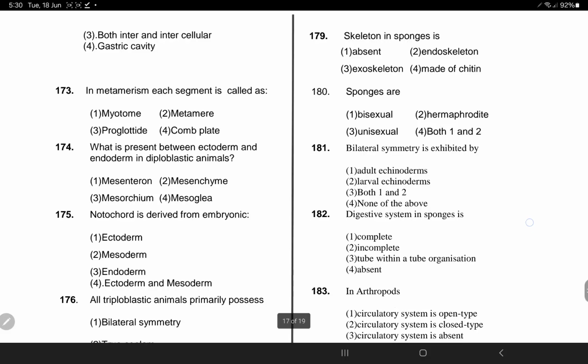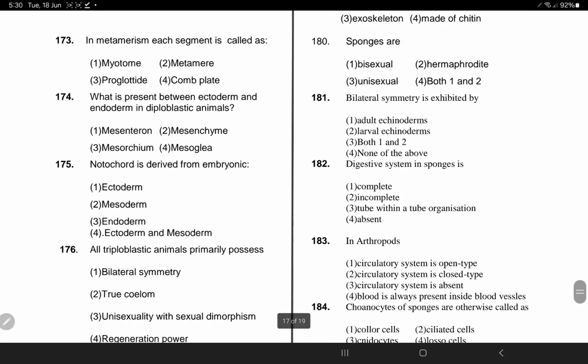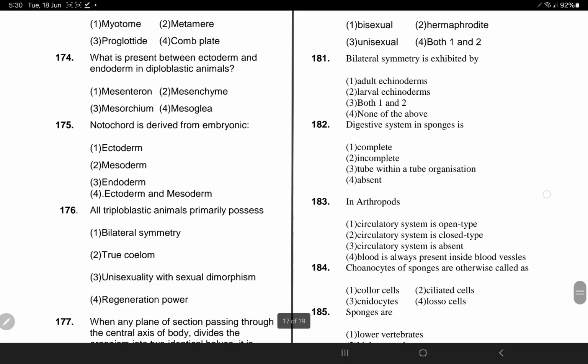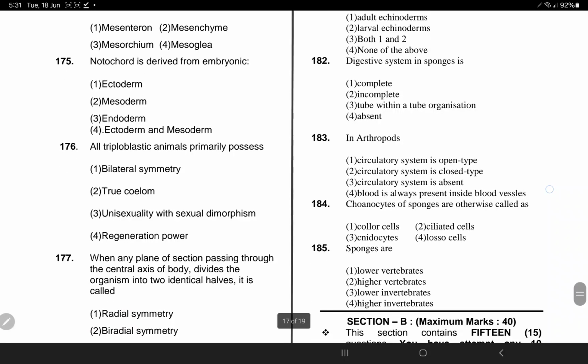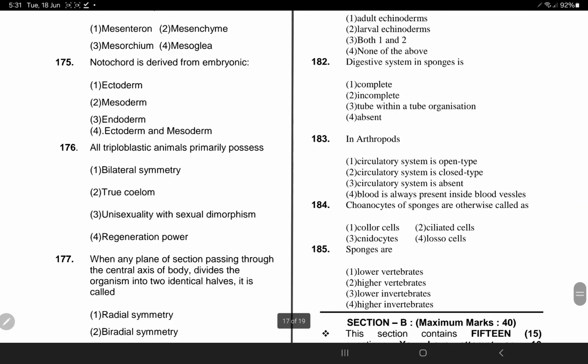Option 4. Bilateral symmetry is exhibited by larval echinoderms. Option 2 is correct. Digestive system in sponges is absent. Option 4 is correct. In arthropods, circulatory system is open type. Option 1 is correct. Choanocytes of sponges are otherwise called collar cells. Option 1 is correct. 185.